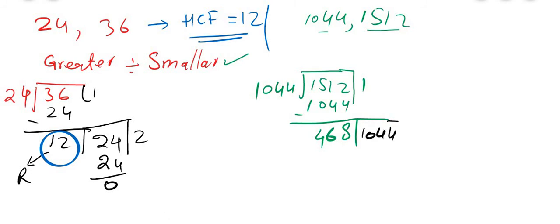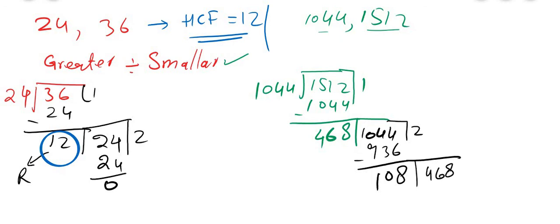1044, then divide again. What number gives us either 1044 or less than that? If we multiply by 2, it becomes 936. So 1044 minus 936 gives 108. Now again continue, with 468.